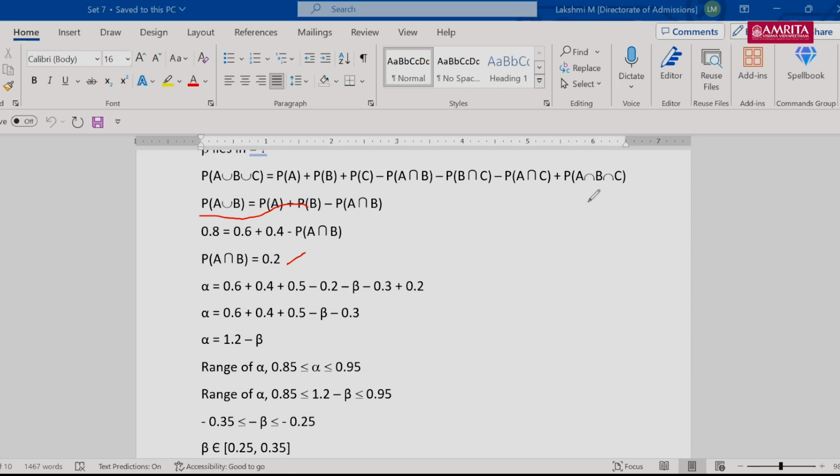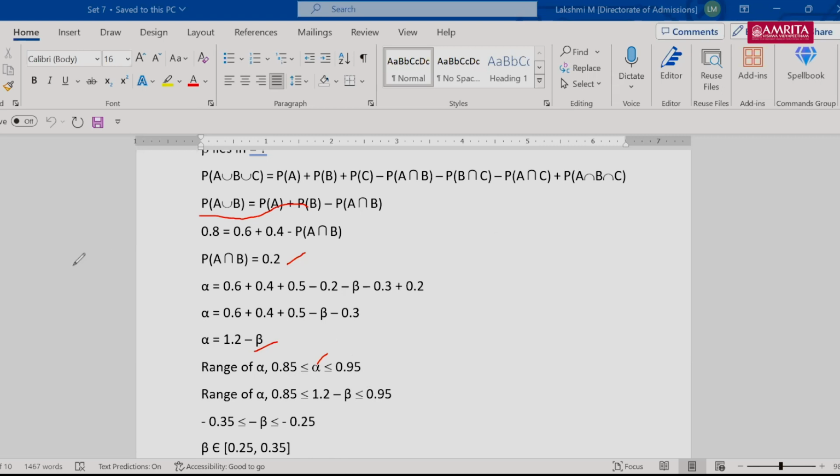Now you have everything to substitute. So A union B union C is alpha, P of A, P of B, P of C, minus P of A intersection B, you have B intersection C, you have. This is beta, and this you also have. Once you substitute for all of them, you can reduce it and form something in terms of alpha and beta. So here you'll get alpha equal to 1.2 minus beta. Now you have the range for alpha, so you can substitute: 0.85 less than or equal to 1.2 minus beta less than or equal to 0.95.